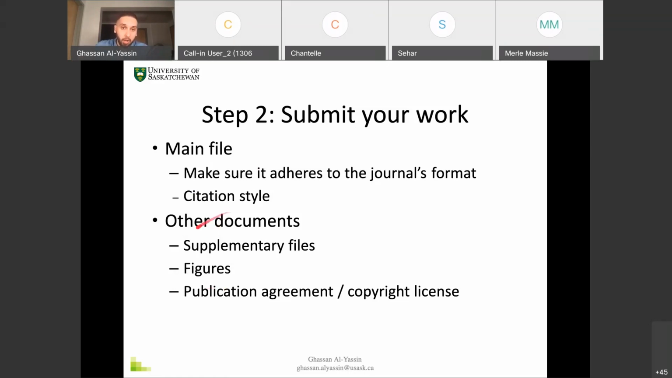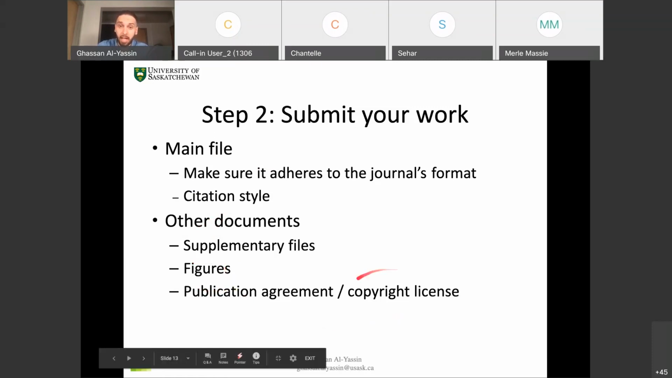Then there are other documents. These could be supplementary files. Maybe you have some data or procedures you don't want to include in the actual paper that will be published, so you put them in a separate file. Sometimes the journals will ask you to submit figures separately from the main body of the article. Sometimes they will ask you for a copyright license or a publication agreement.